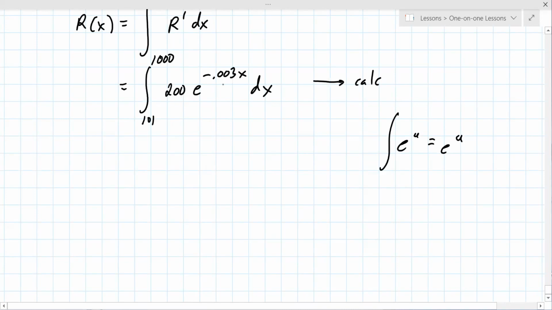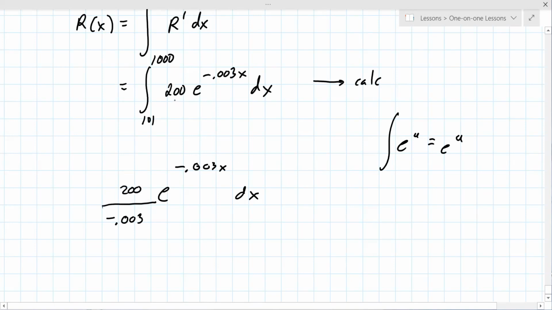But there's this number here, and this isn't quite e to the u. So the antiderivative of this is itself. But if you were to take the derivative of this, what would you have to do with this 0.003? It would come out front, right? Yeah. So to cancel it out, you have to divide by it.